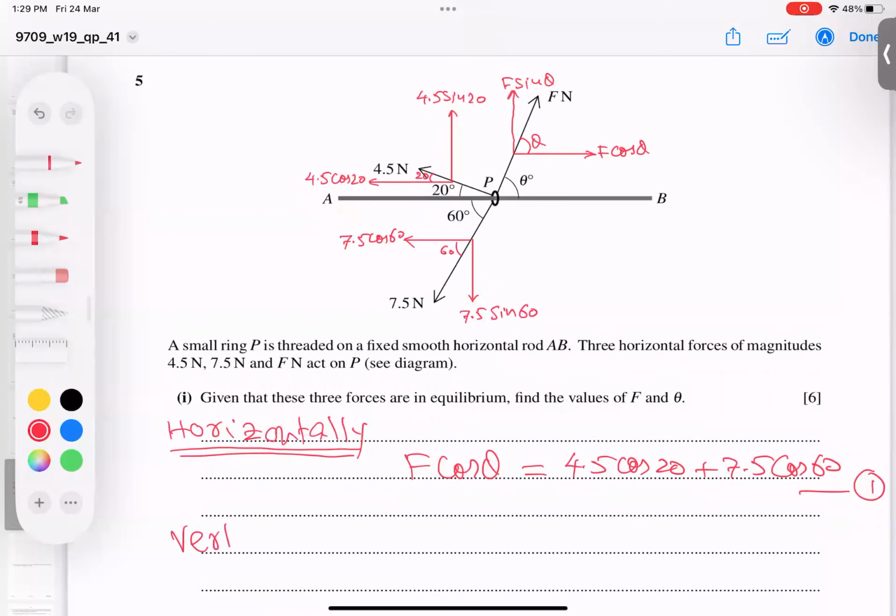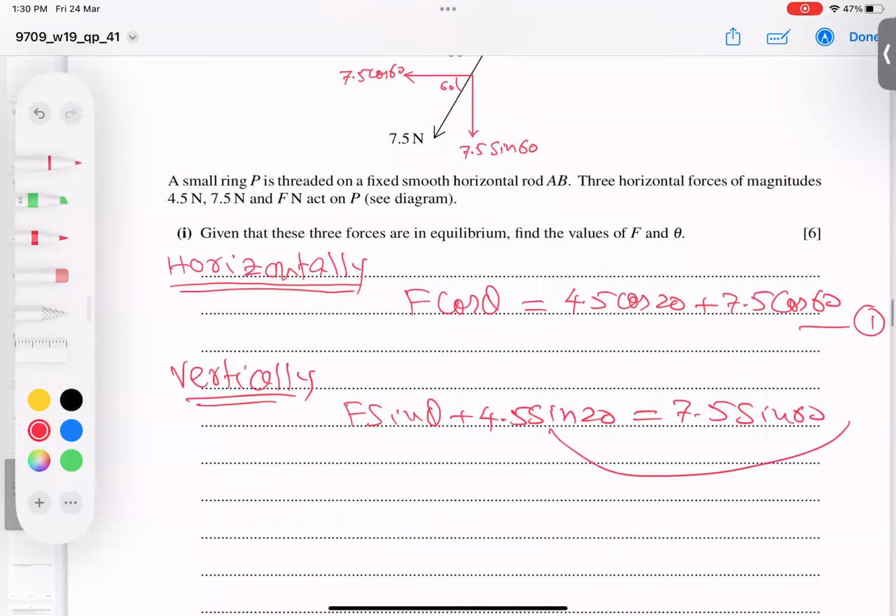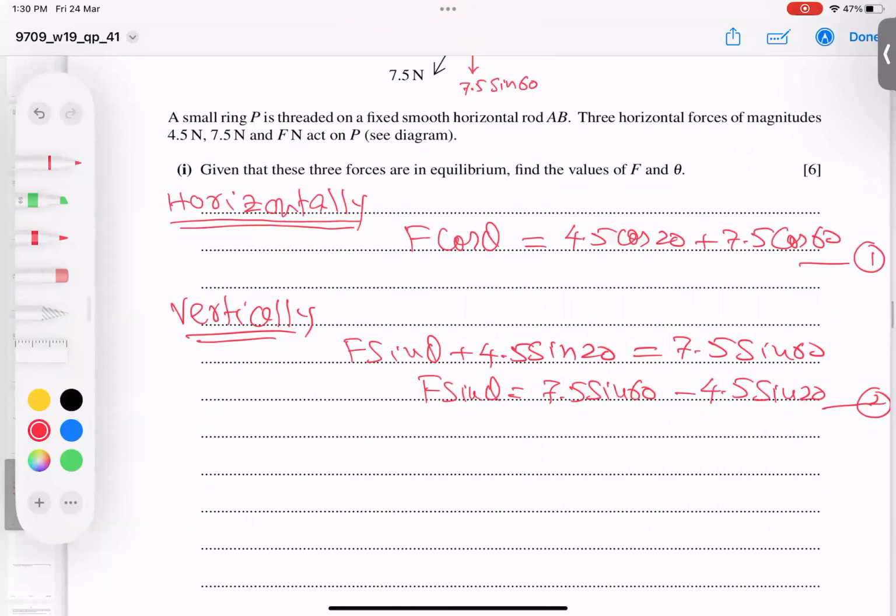Now vertically, these two forces act upwards and this force acts downwards. So you understand very well that F sine theta plus 4.5 sine 20 is equal to 7.5 sine 60. I have to bring this component to the other side. So finally F sine theta is equal to 7.5 sine 60 minus 4.5 sine 20. Equation number 2 done.